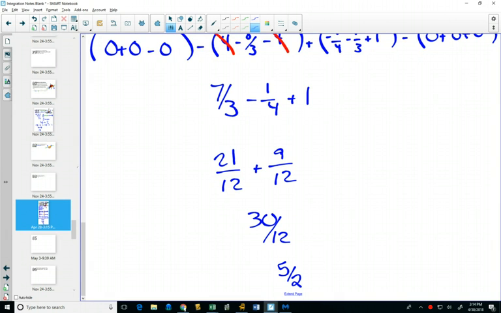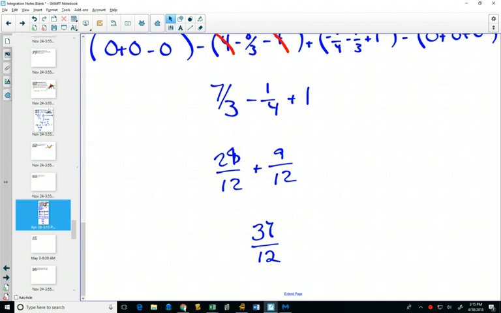This is 21 over 12, and this is 3/4, which is 9 over 12. But 7 over 3 is 28 over 12, oh, 28, yeah, I did 7 times... There we go. 37 over 12. Okay, I wasn't going crazy. You weren't going crazy. Nice.